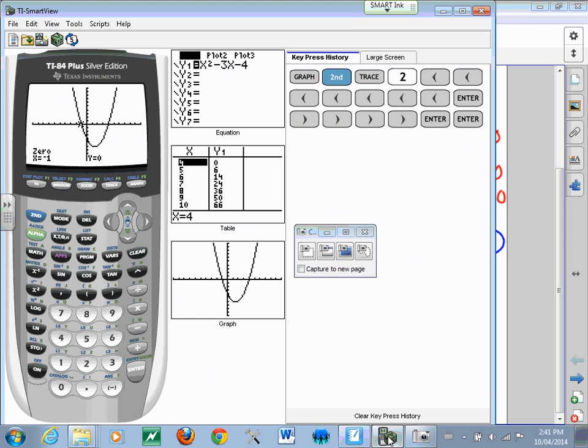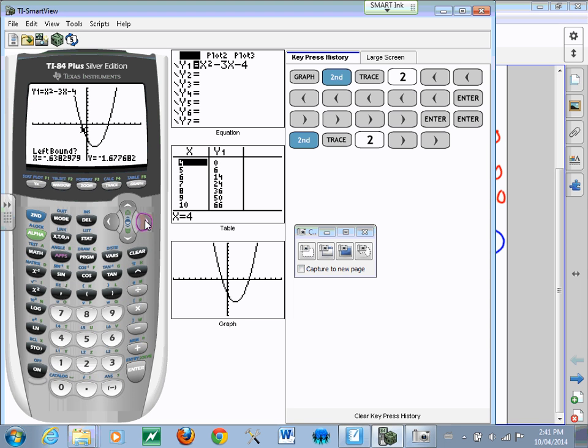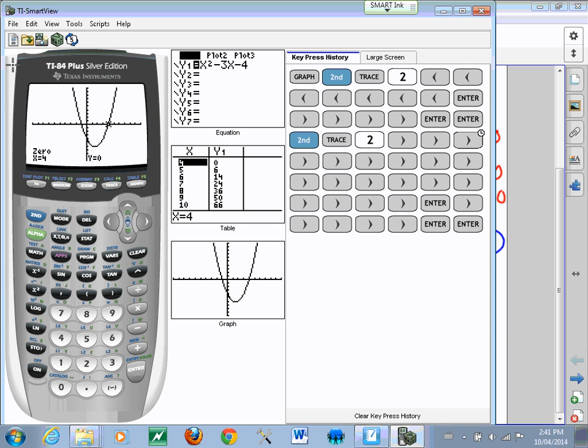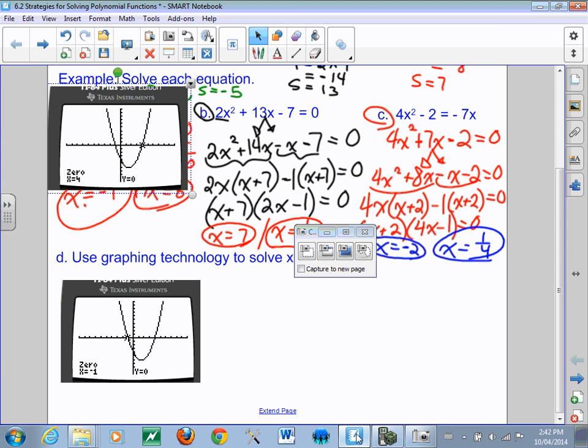So you go back to my graph, do the same thing, second trace, which is calculate, number 2. Okay, left down. And this time, ladies and gentlemen, I got to get over to the other 0, so I got to be on the left side. So I got to be beyond the vertex there, guys. So there's the left side of that. I hit enter, right side, hit enter, it says guess. Okay, and there again is your second 0.